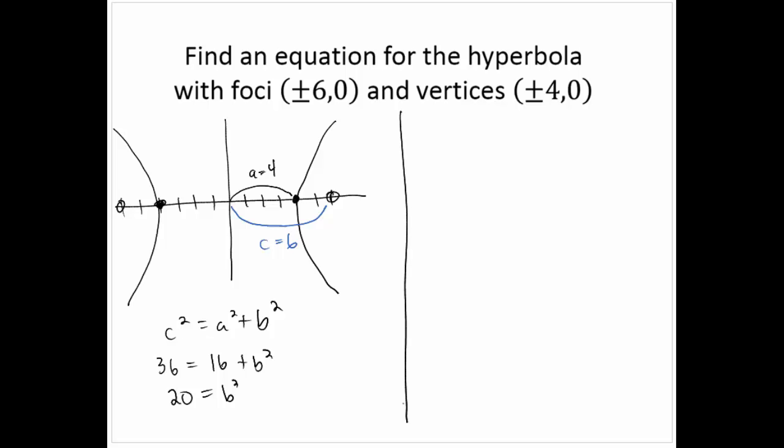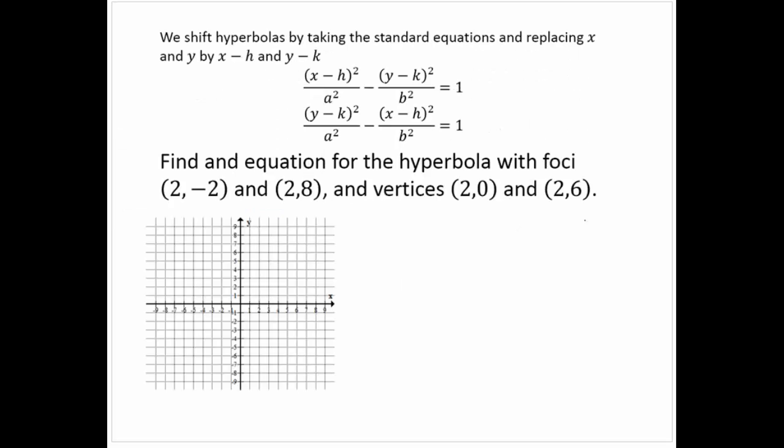Since it's opening horizontally, it's opening left and right, I know it's going to be an x squared over a squared minus y squared over b squared equals 1. So we'd have x squared over 16 minus y squared over 20 is equal to 1. As with parabolas and ellipses, we can shift hyperbolas by replacing x and y with x minus h and y minus k respectively.